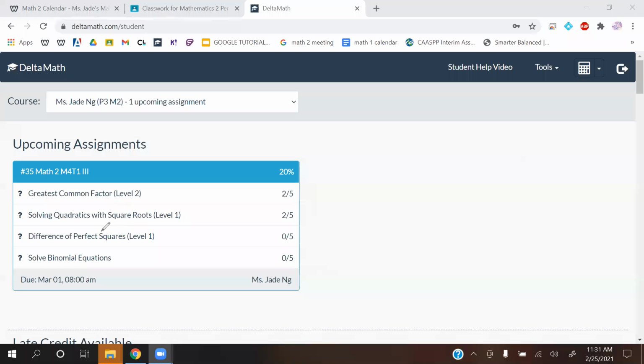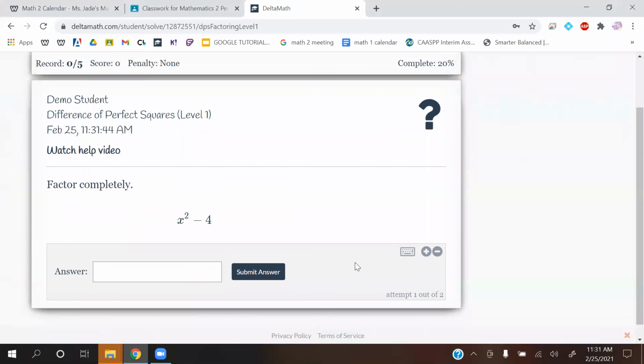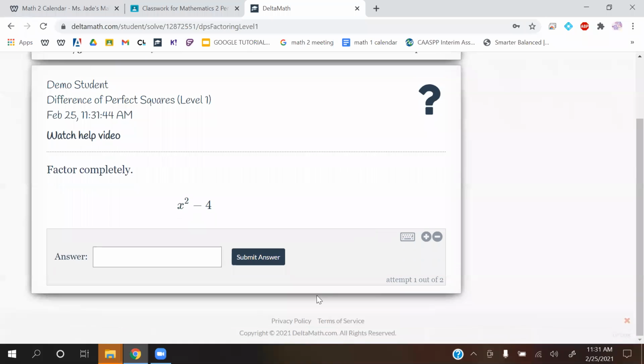All right, next category is difference of perfect squares, level 1. So I click on that. And so we're going to factor this completely. We've done some of this before as well, which is why I think we only need 2 examples from it. But all you have to do is rewrite it in factored form, which is going to look like this.